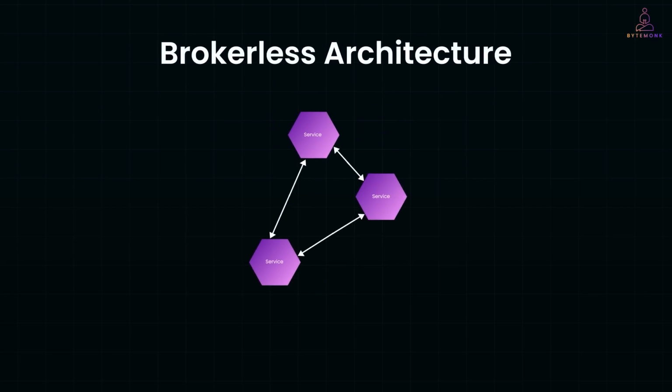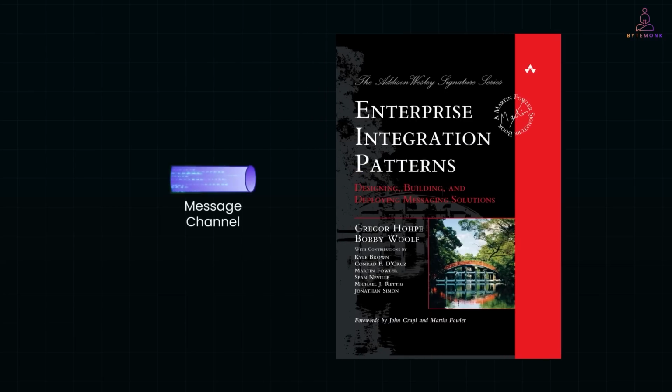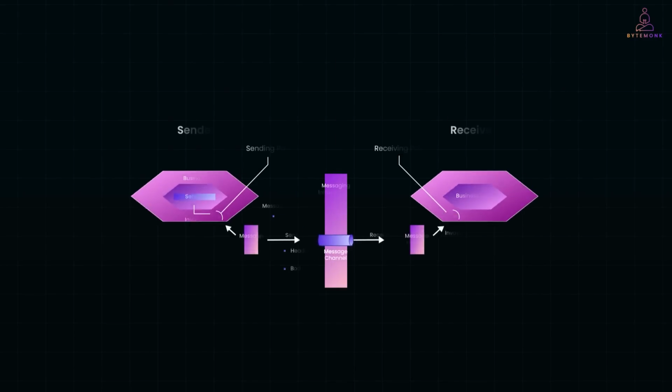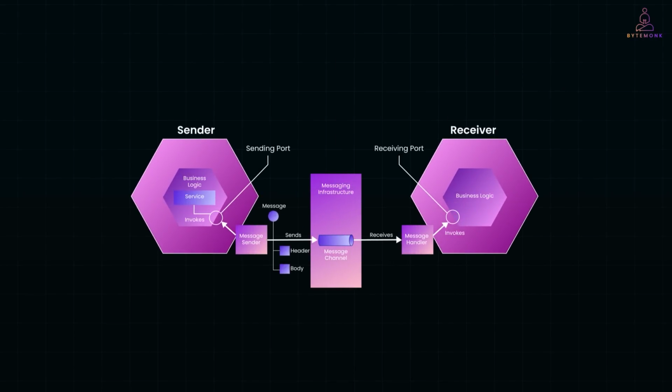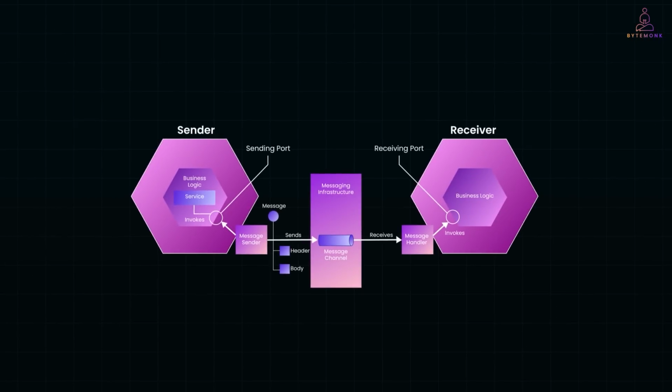One of the most practical ways to think about messaging comes from the book Enterprise Integration Patterns. It describes messaging in terms of message channels, a concept that makes it easier to reason about how services communicate. Here is how it works. A sender, which could be a service or application, writes a message to the channel. Then, a receiver picks up that message from the same channel. Pretty simple, right? The channel acts as a bridge between the sender and receiver.